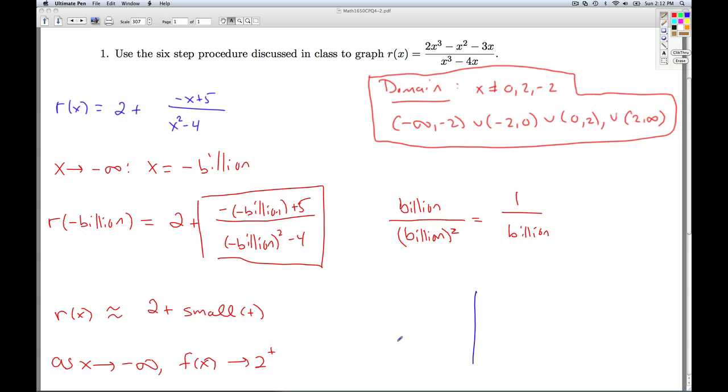And what does that mean geometrically? Geometrically, oops, it's supposed to be at y equals 2. Remember on the graph the function values are the y values. So as we plug in like x equals negative a billion, what we're getting out is 2 plus a small positive, which means that the y values are a little bit bigger than 2, which means the graph is a little bit above the line y equals 2. So that completes step 5, discussing the end behavior.